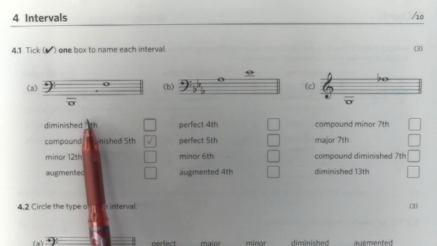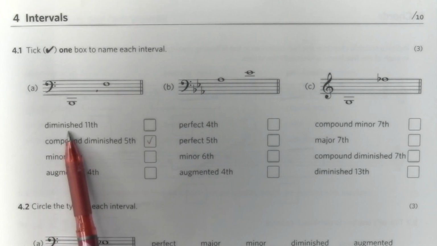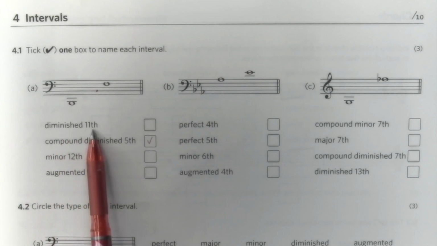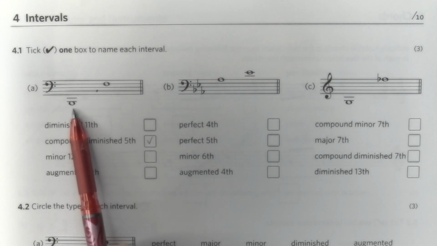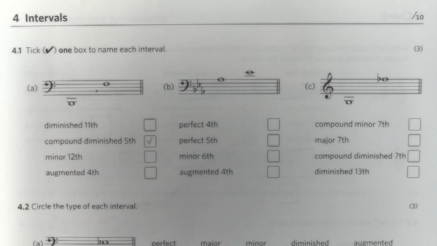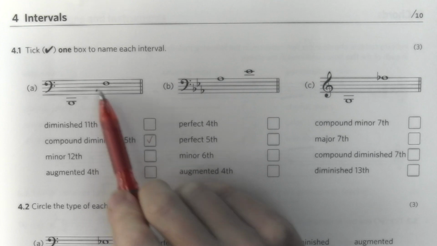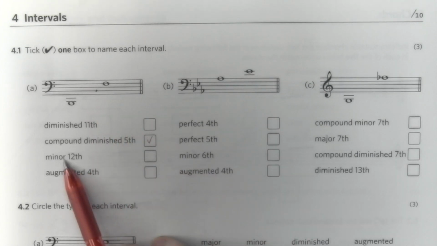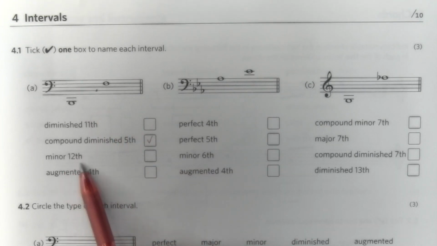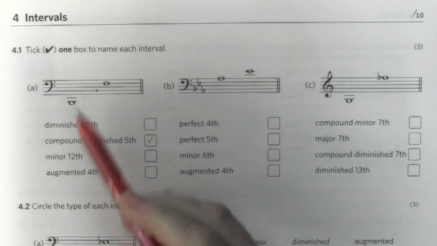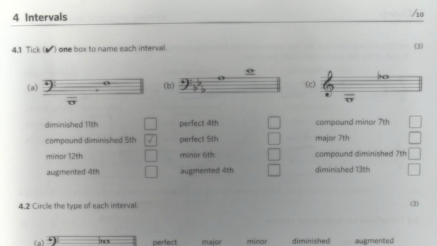Shall we exclude the other three? Let's see. So we have a diminished 11th. So an 11th from C would be 8, 9, 10, 11th. So that means Si, Do, Re, Mi. That would be an E. Okay. A minor 12th can't be, because it's perfect or diminished or augmented. And an augmented fourth, that's not enough, honestly. This is not a fourth. So we can't accept that.